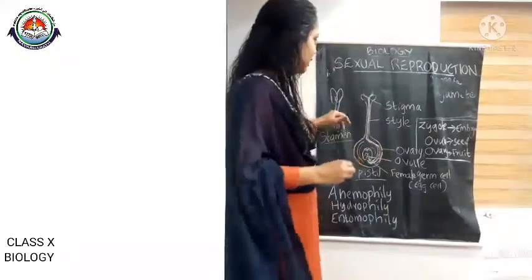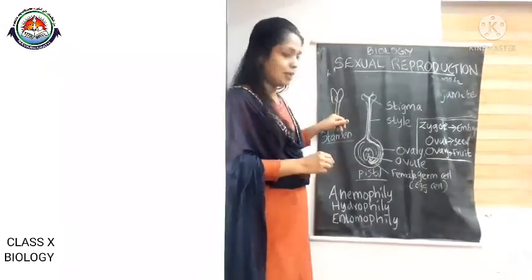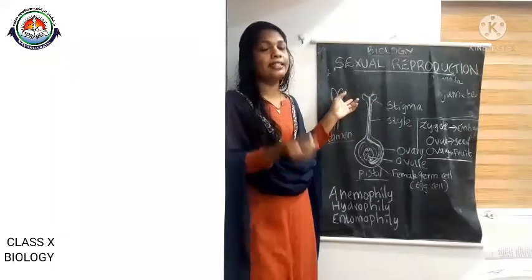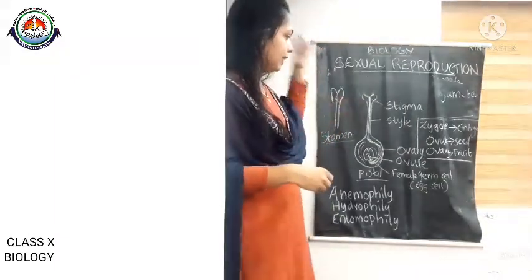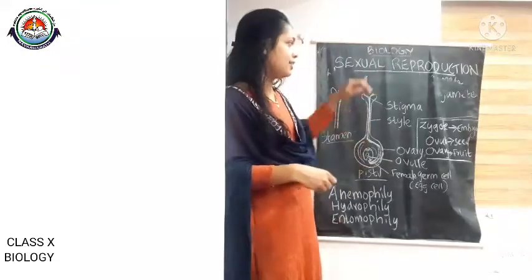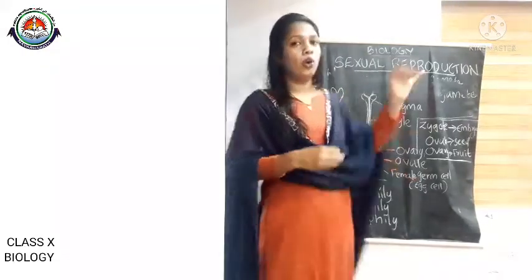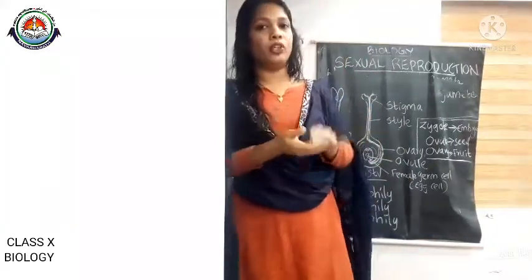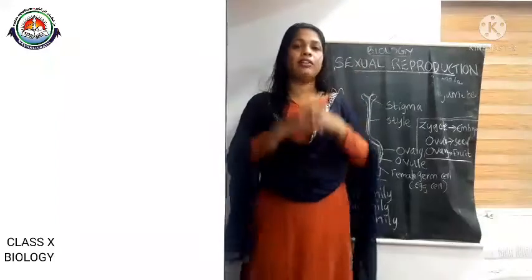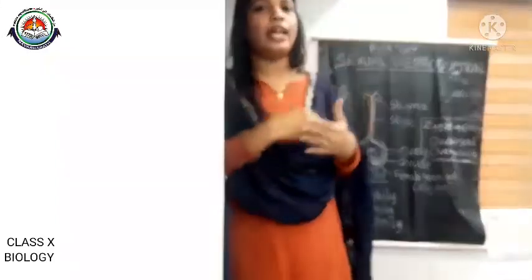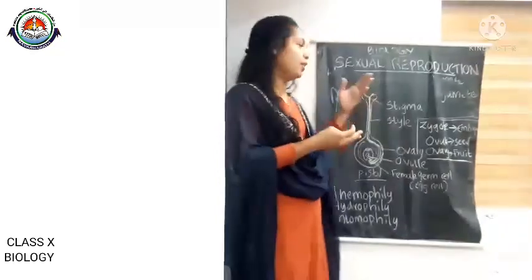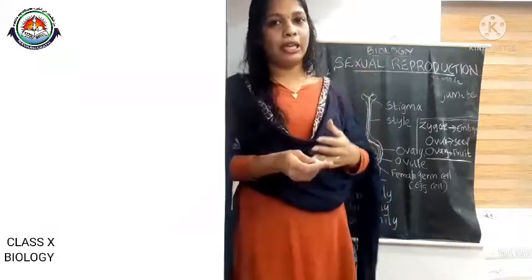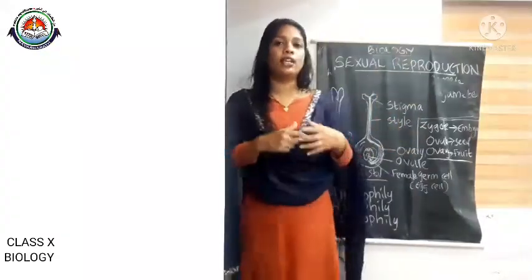The stamen contains anthers and filament, and inside the anthers the male gametes or pollen grains are present. A pistil contains stigma, style and ovary. Fertilization is the important step in sexual reproduction, and before that, the pollen grains from the male flower must be transferred to the stigma of the female part. Only then does fertilization occur.